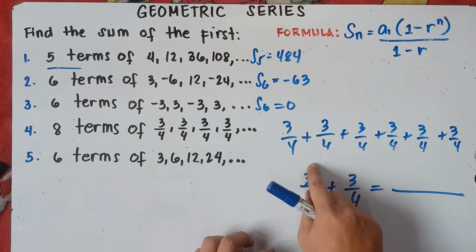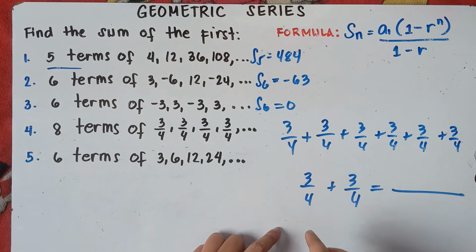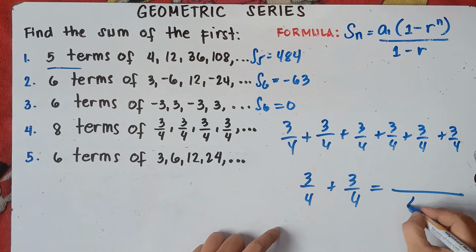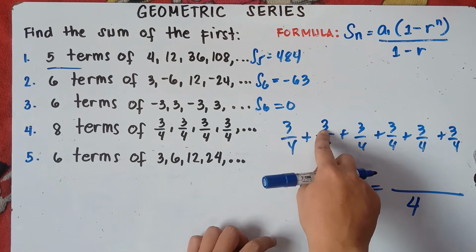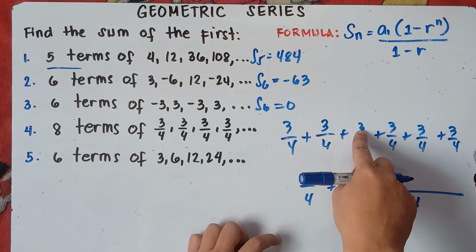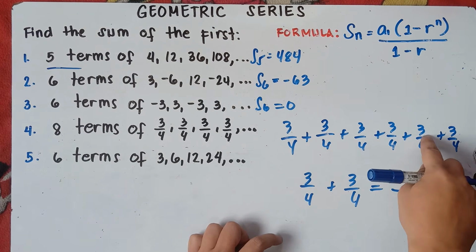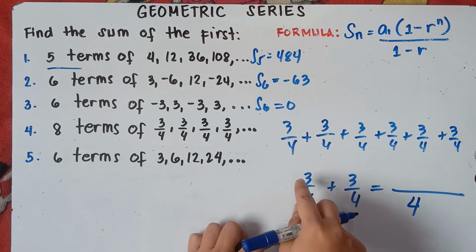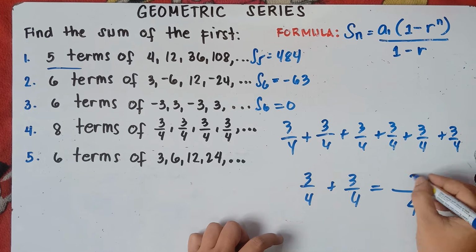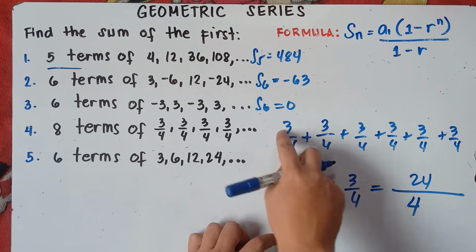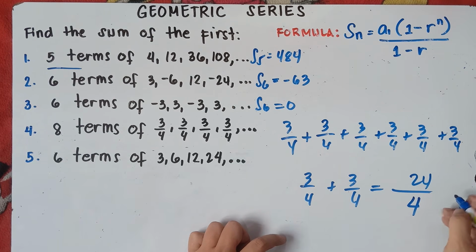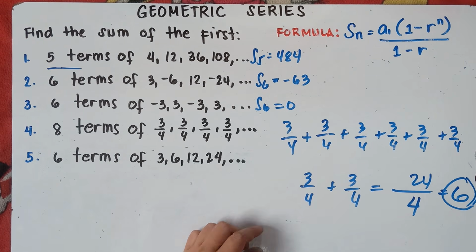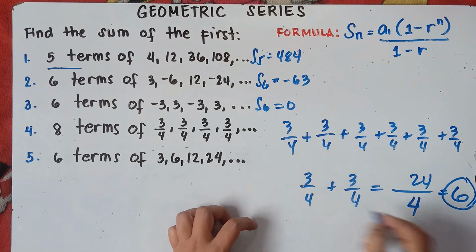So if you add this one up, very easy. For the rules of fractions, simply copy the denominator. So copy 4 and then add the numerator. So 3 plus 3 is 6, plus 3 is 9, plus 3 is 12, plus 3 is 15, plus 3 is 18, plus 3 is 21, plus 3 is 24. Or you can multiply 3 times 8 because we have 3 8s. 3 times 8 is 24. Then divide 24 divided by 4, that is 6. So for number 4, class, the sum of the first 8 terms, that would be 6.